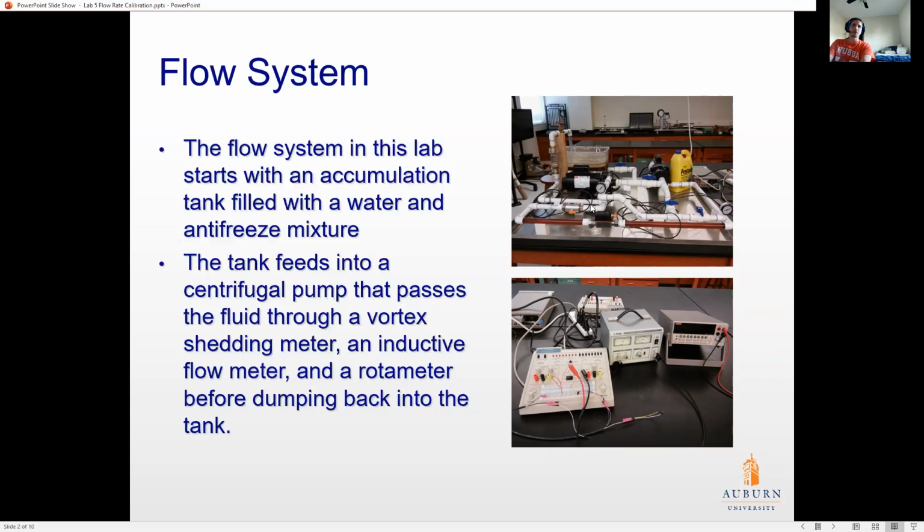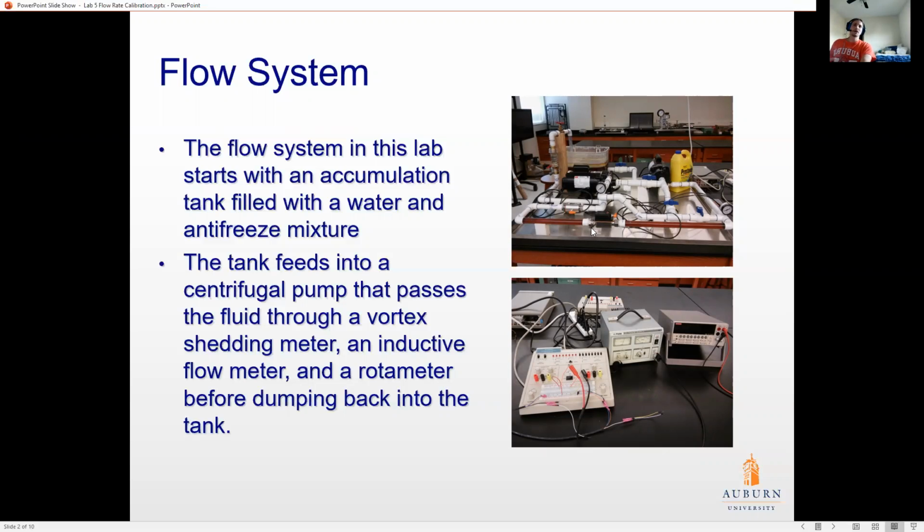So we have 3 flow rate sensors. They're all in series. So the water has to flow through one, then through the other, then through the last one. Because water is not compressible, they're all experiencing the same volumetric flow rate. So the same volume of water is flowing through each sensor.